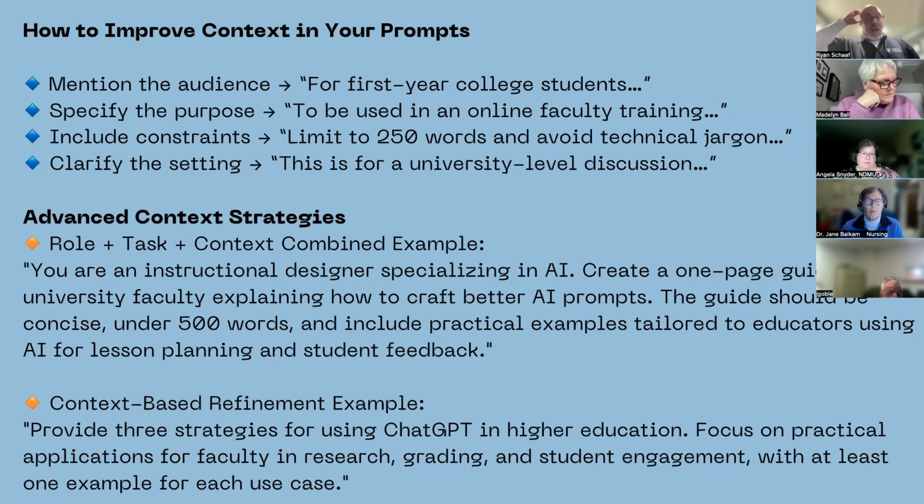Okay, and then also context-based refinement examples. So provide three strategies. Allow it to provide you with more options. This way you can pick the one that you like, and then it can isolate what you want and get rid of what you don't. So you kind of chip away at prompts or ideas that you don't like, and you can go into a deeper rabbit hole of what you do want.